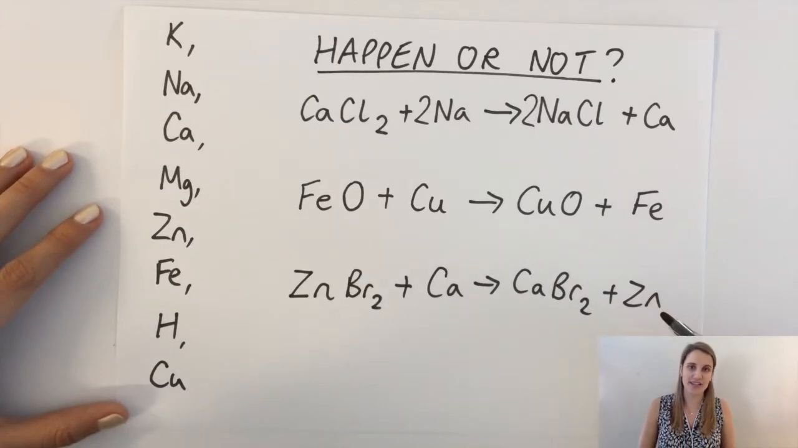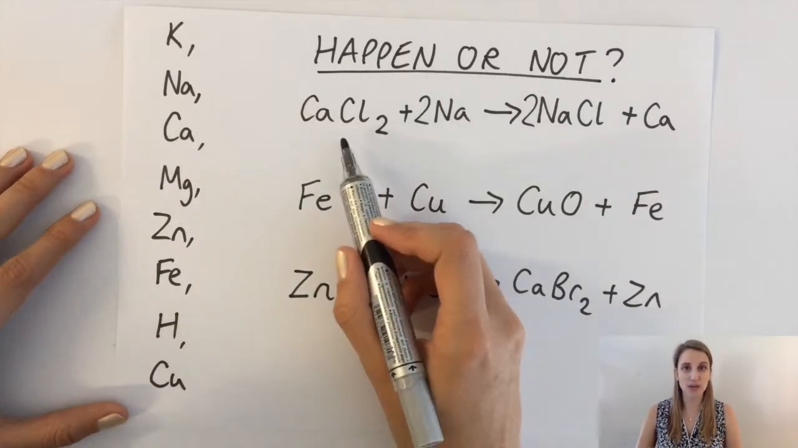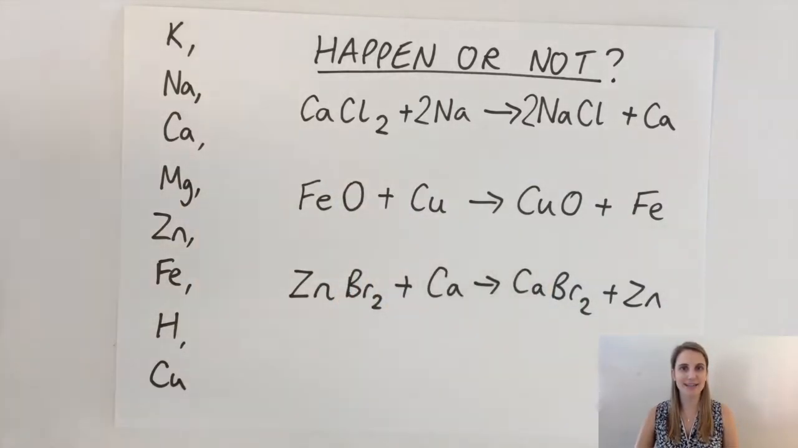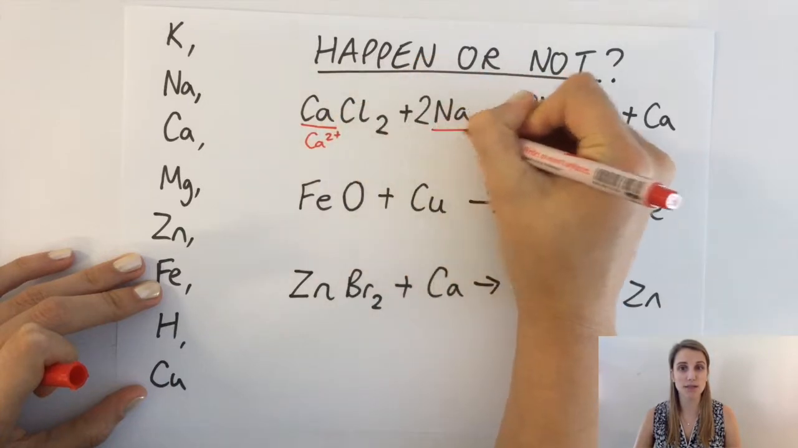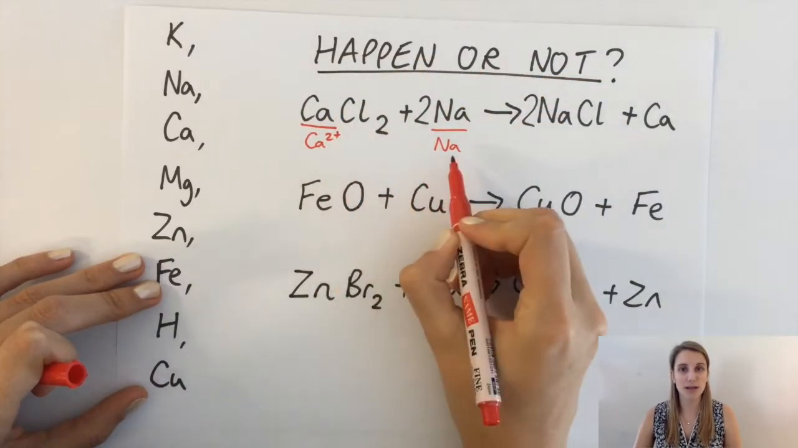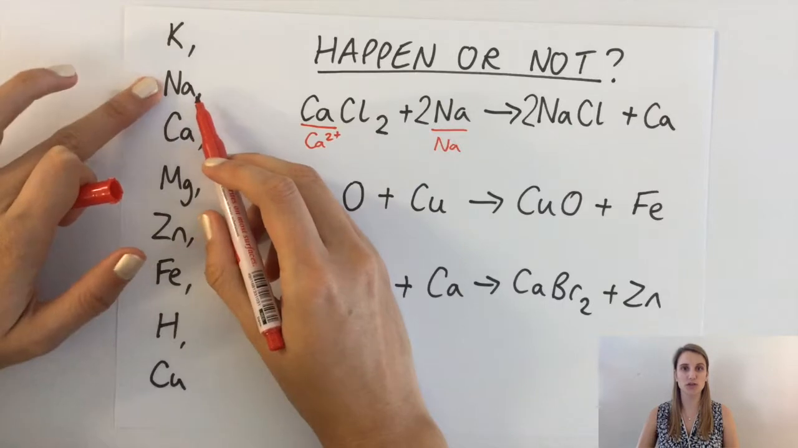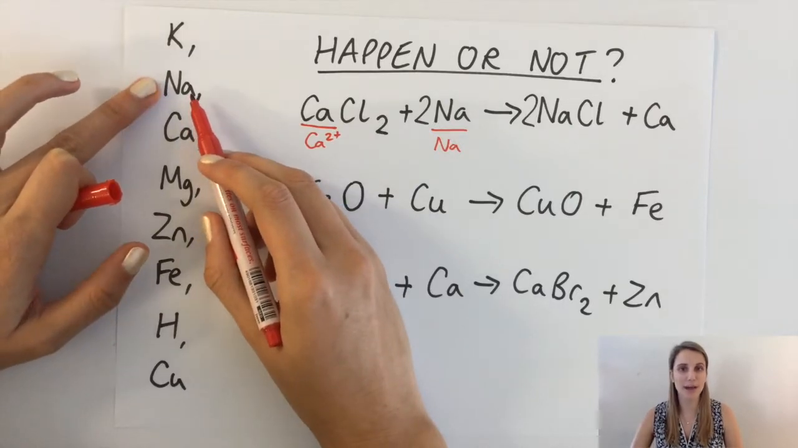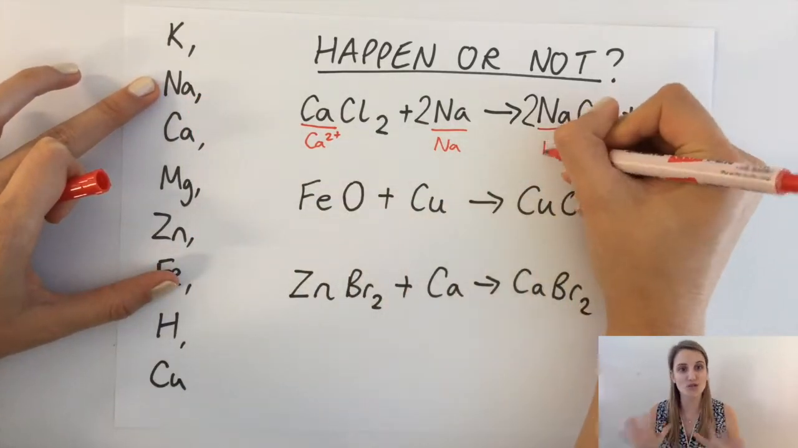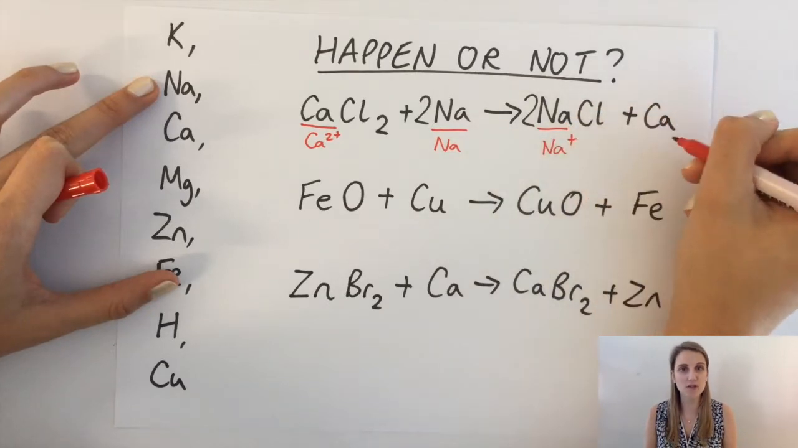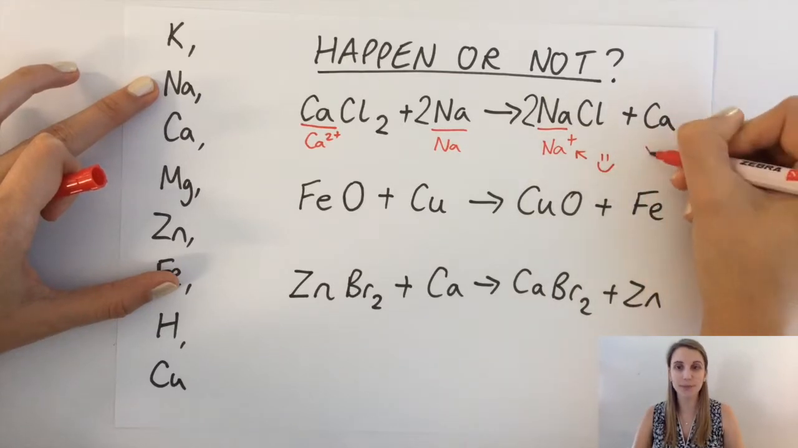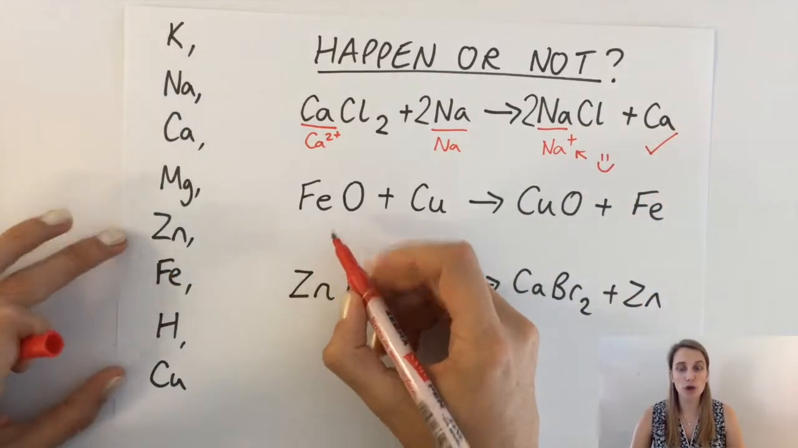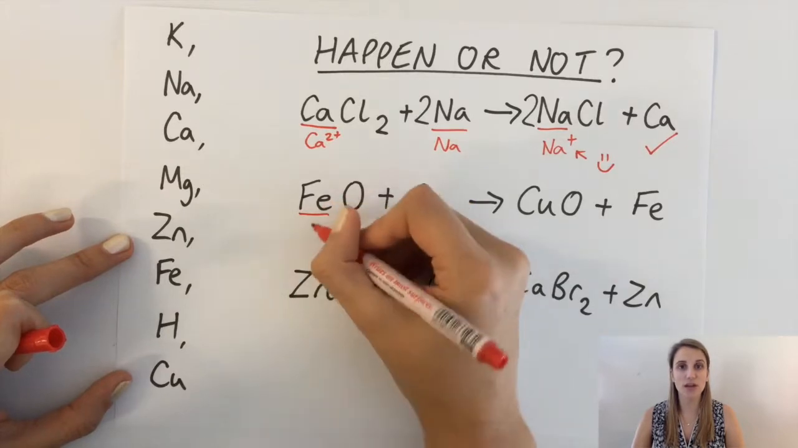So let's go through this. The calcium chloride reacts with sodium to become sodium chloride and calcium. So the metal that's the ion at the beginning is the calcium, the Ca2+. And if we look at calcium and sodium, calcium is below sodium. So the sodium should end up as the ion at the end, which it does, which is all good. So the sodium ends up as the ion, so everything is happy. This reaction can happen.